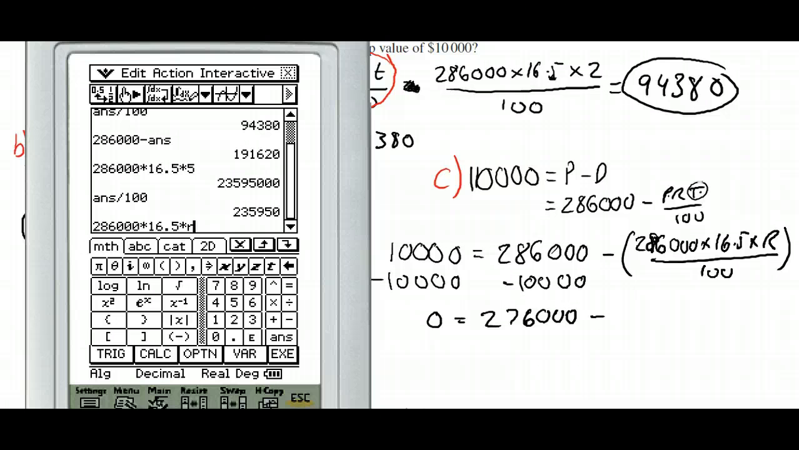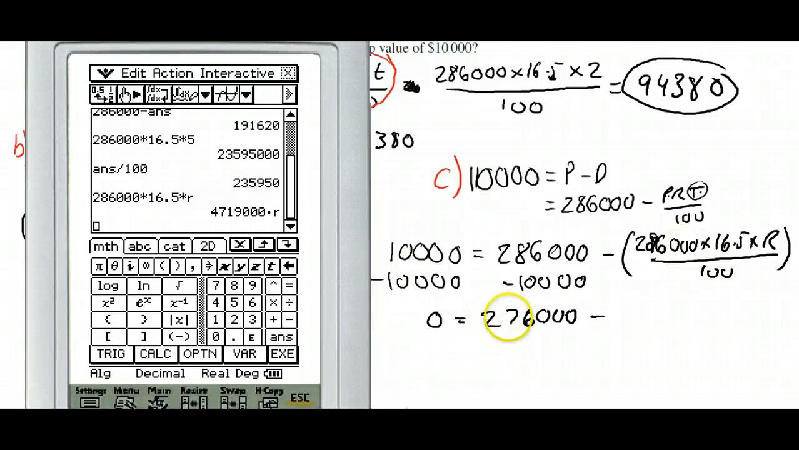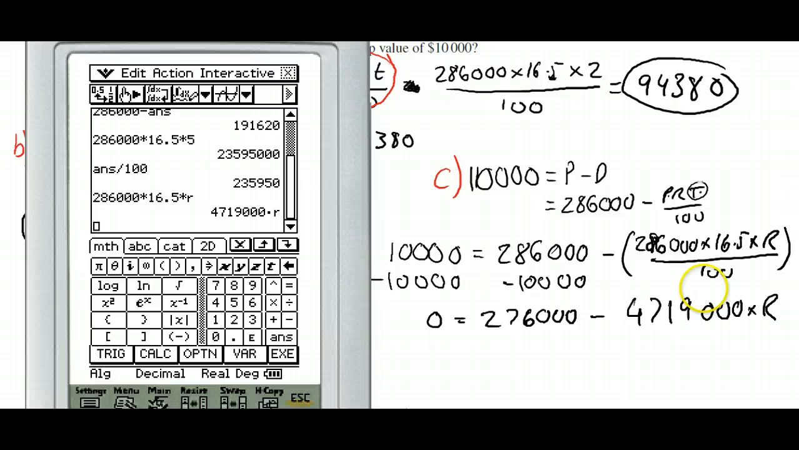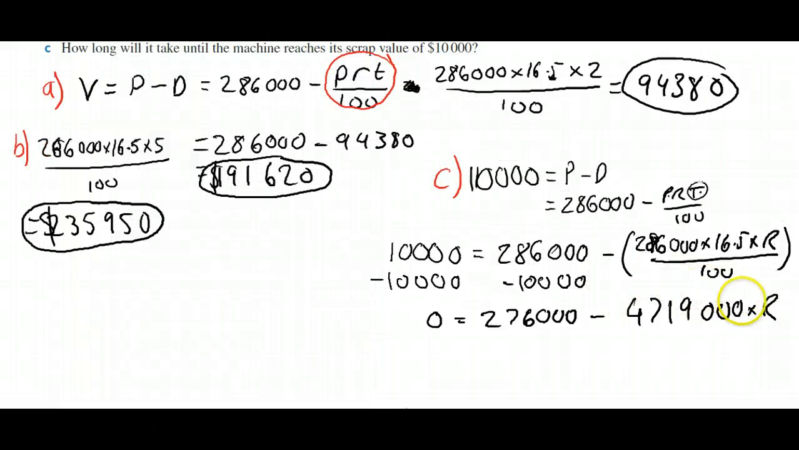So when we put that top line of the depreciation into the calculator, we get 4719. So 4719,000 times T, and then we want to divide that by 100, which means we just lose 2 of the zeros on the end. So we've got 47,190 T minused away from this equals 0.